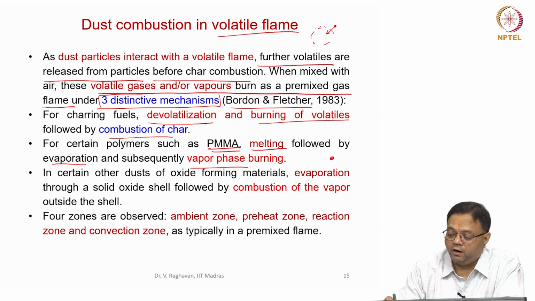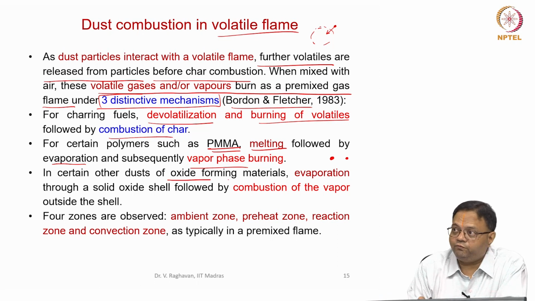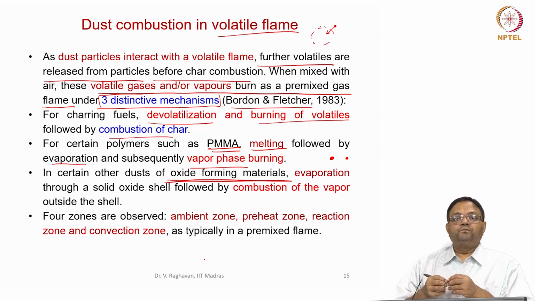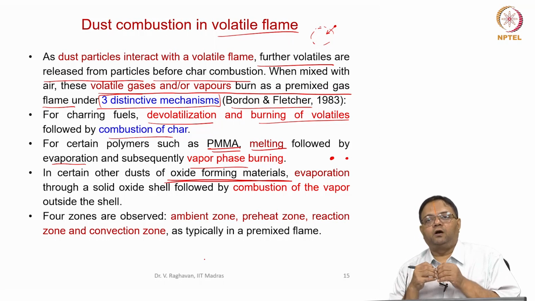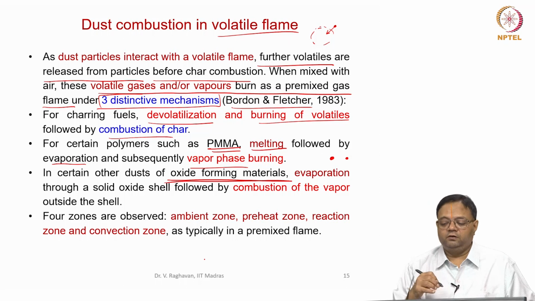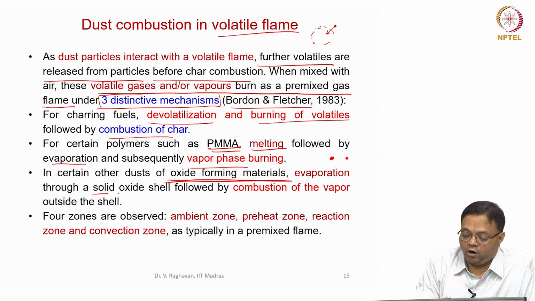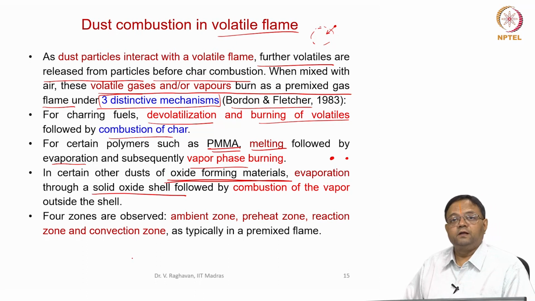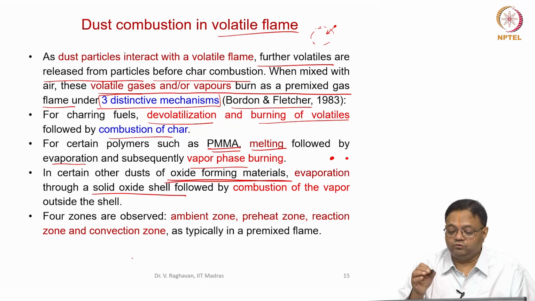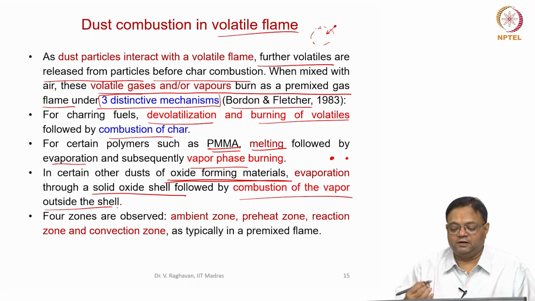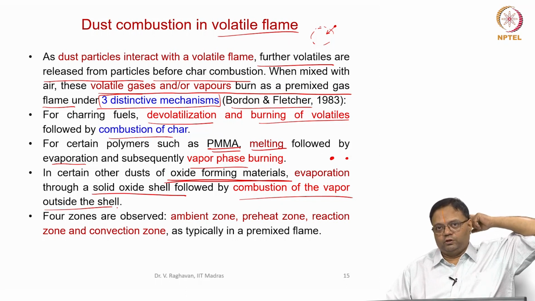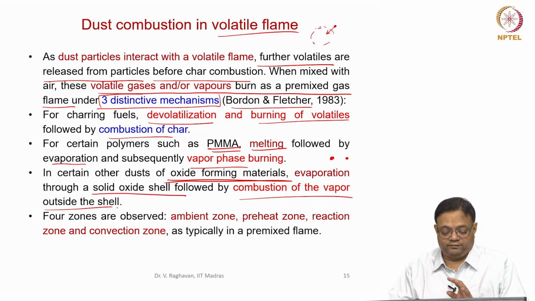Now, if you take, say, aluminum dust or iron dust, metal dust, they are basically called oxide forming materials, because once the surface is heated up and the surface reaction takes place in aluminum or iron, etc., the oxide will be formed. Then a solid oxide shell will be formed over the surface, and the evaporation now should occur through this shell, and the combustion of this vapor should occur outside the shell. That means there is one more resistive coating which is coming on due to the oxide formation. So these are the complexities.